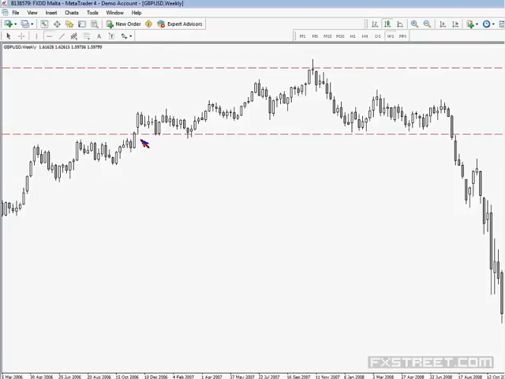Now, what is a zone? A zone is an area of support and resistance, right? So we like to see those spots on the chart where price has found both support and resistance.